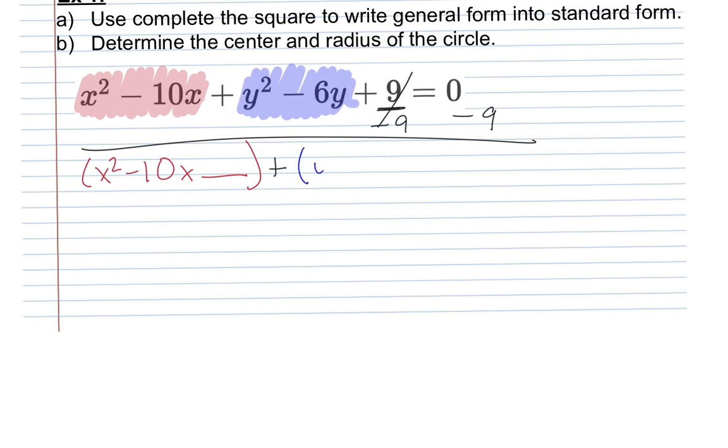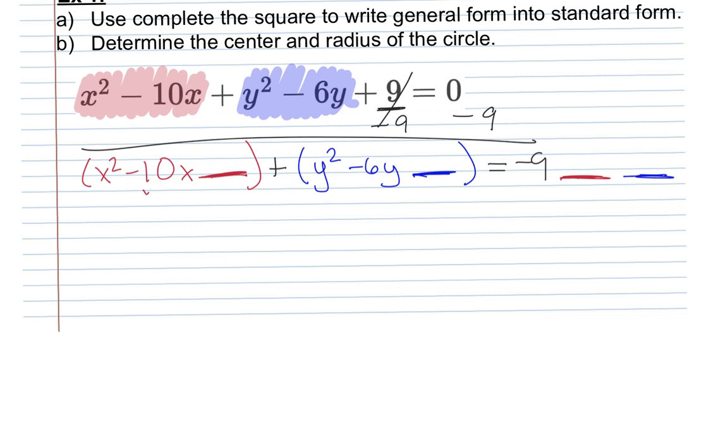And we're going to do the same thing for the y. We're going to have y squared minus 6y. Leave a blank because we're going to figure out what number we're going to add there to make a perfect square trinomial, equals -9. But remember, whatever I add here, I have to add over here to balance our equation. Whatever I add here, I have to add over there.